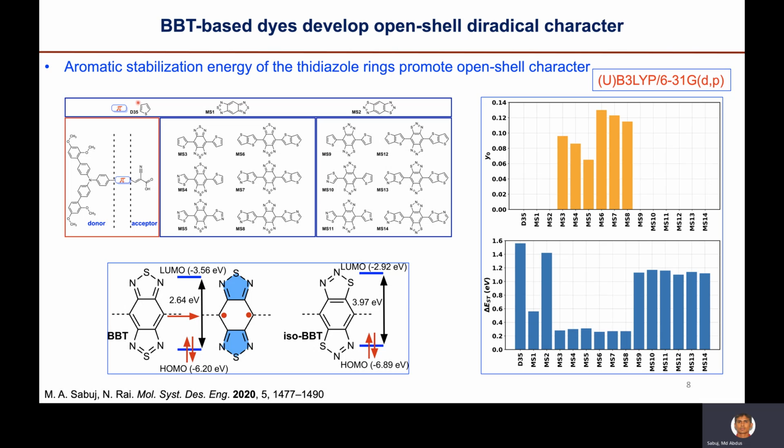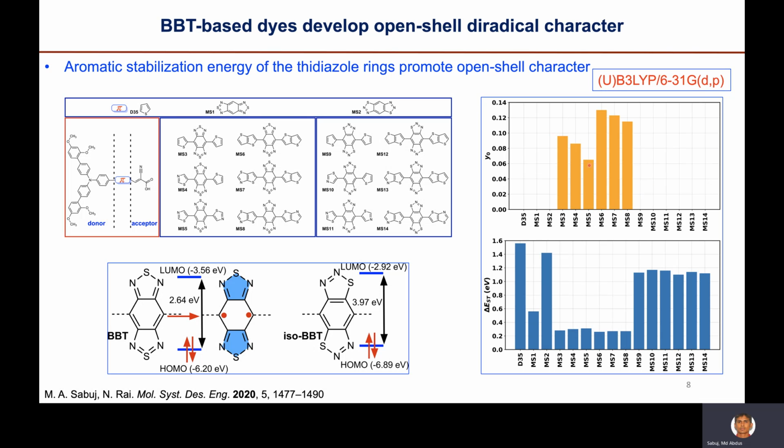In particular, we have replaced the thiophene pi spacer of D35 with BBT and ISO BBT spacers. Also, the electronic properties are further tuned by placing thiophene, thienothiophene, and nitrogen on the molecular backbone.